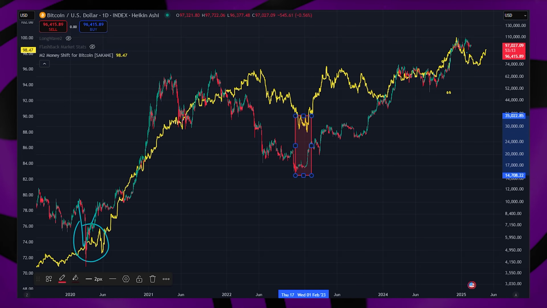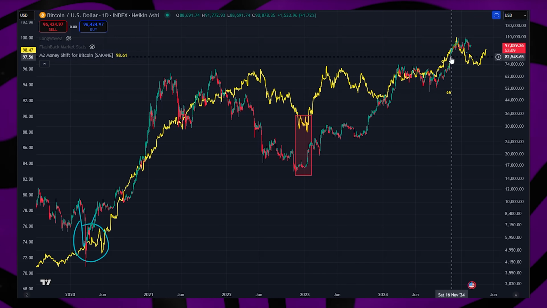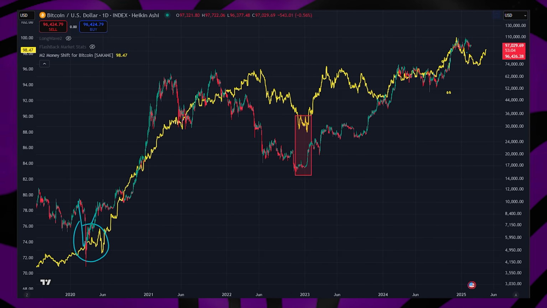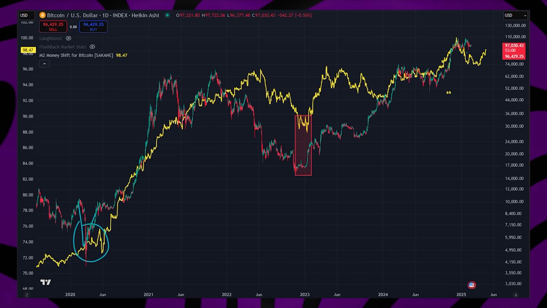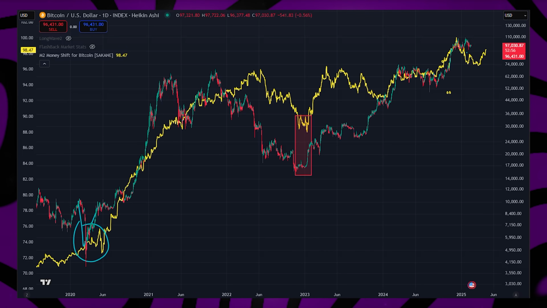Alongside this, the indicator also plots total liquidity, summing up the M2 supply of all included countries to give a broader perspective on global financial conditions. If total liquidity is rising, it could be a leading signal for a Bitcoin uptrend, while a drop in liquidity might hint at an incoming correction.